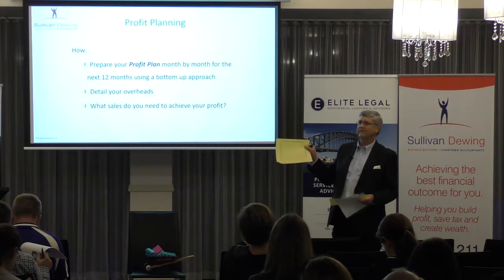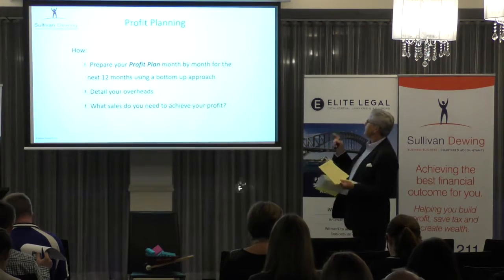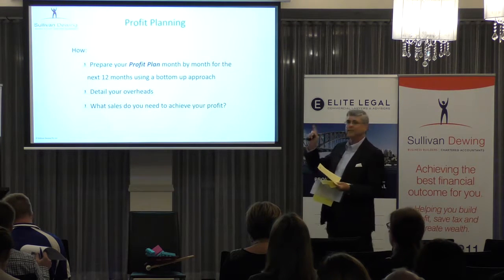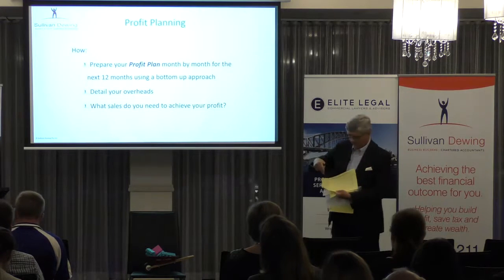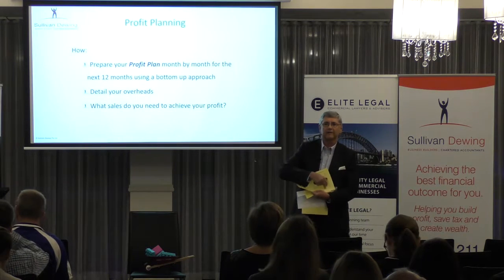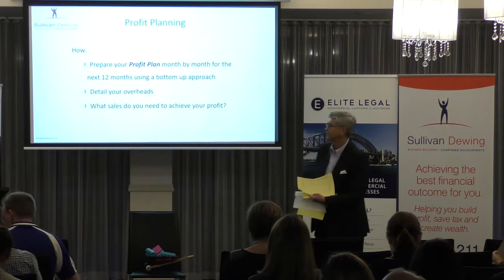We actually do it in an Excel spreadsheet, but this is how we print it out. We prepare the profit plan month by month from the bottom up. So there are the months across the page, not too hard. Putting down the bottom how much profit you'd like each month. So you want 120 grand, 10 grand profit a month. Let's put that down on the bottom line.